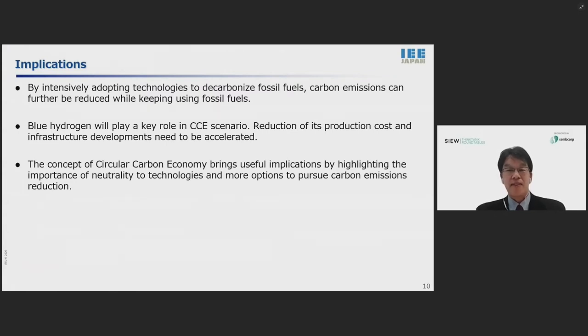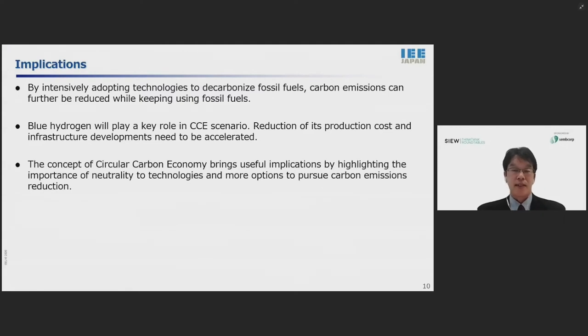As a wrap up, I just would like to highlight my key point, that is, by intensively adopting technologies to decarbonize fossil fuels, we can simultaneously achieve a significant reduction of carbon emissions and continued use of fossil fuels. But in order to achieve such a simultaneous target, blue hydrogen will need to be produced at a competitive cost. So in this regard, we should work hard to achieve these scenarios.